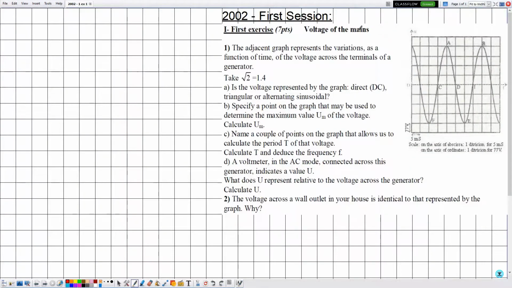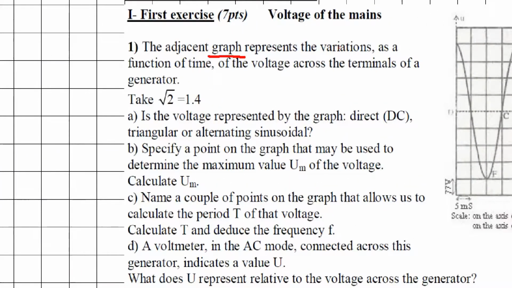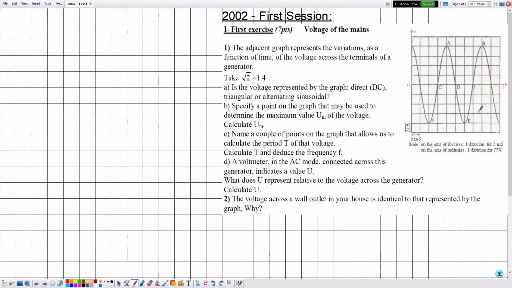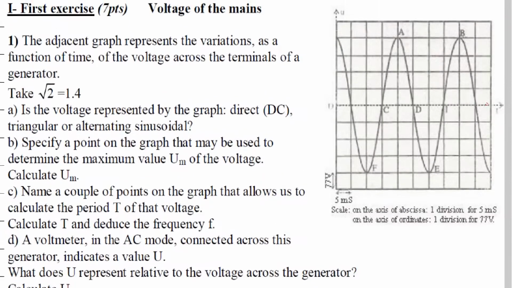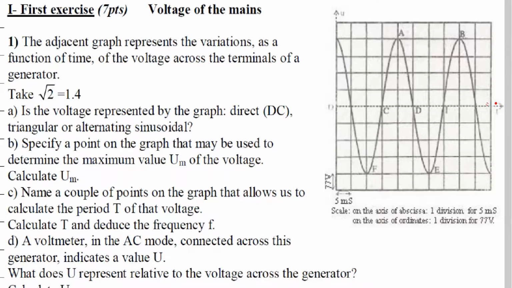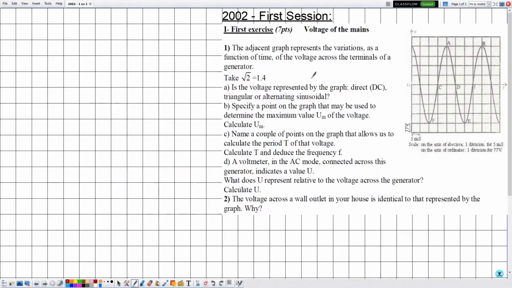The adjacent graph, which we can now use, represents the variation as a function of time of the voltage across the terminals of a generator. Here the x-axis is labeled by the time t, whereas the y-axis is labeled by the voltage u. This voltage u is delivered across the terminals of a generator. Take square root of 2 equal to 1.4.